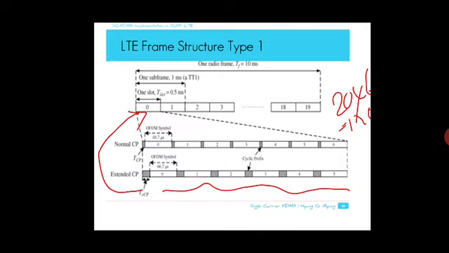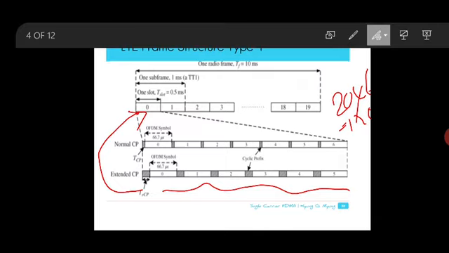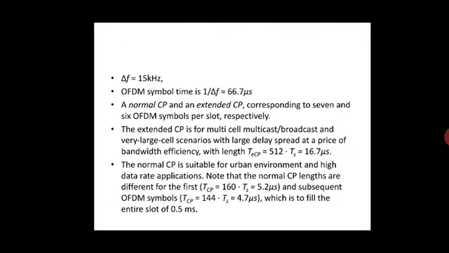What will be the cyclic prefix? Okay, like this you will get here. How many here? TCP will be 144 for extended CP, which fills the entire slot of 0.5 millisecond. These are repeated for all the slots, which means the duration will be 0.5 millisecond.